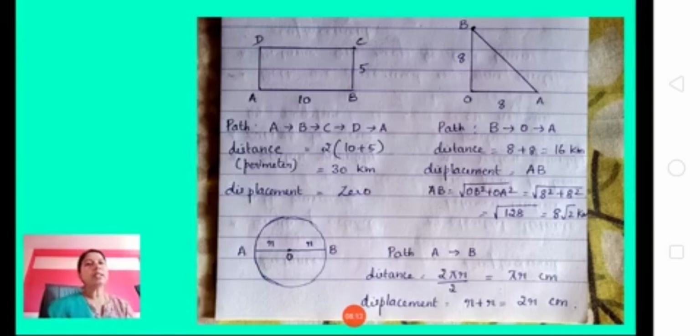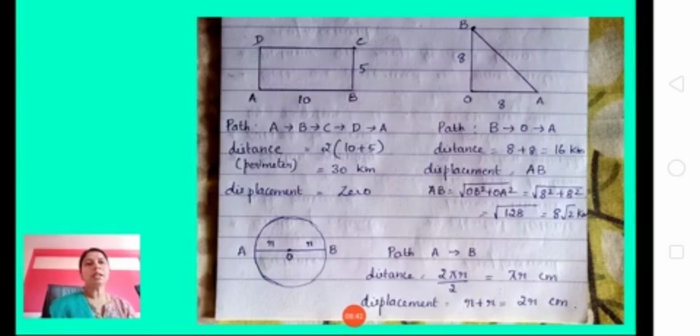The next case, you can see a triangle OAB. In this case, we will take the point of origin as B. So the object moves from B to O and O to A. So the length between B and O is 8 and the length between O and A is 8. So the distance travelled by the object will be 16 kilometers.